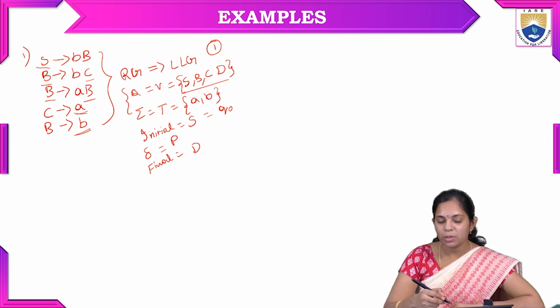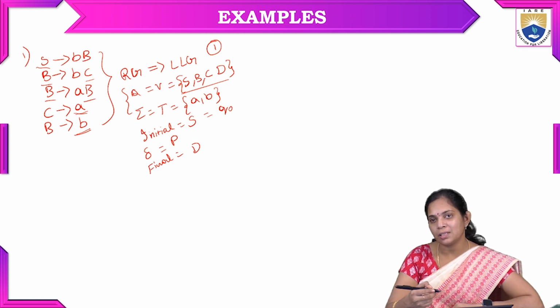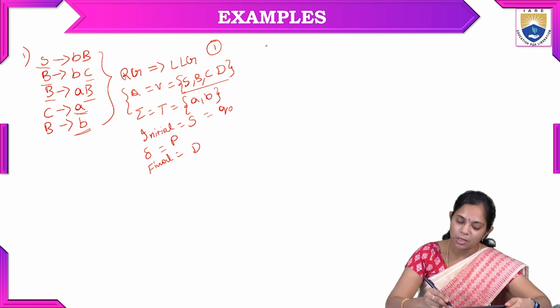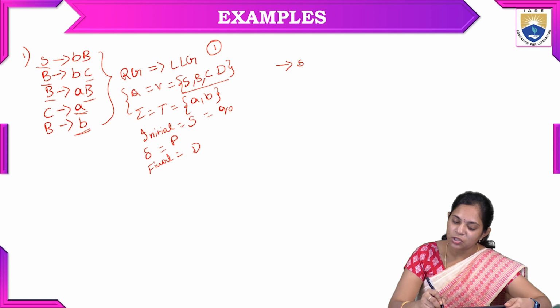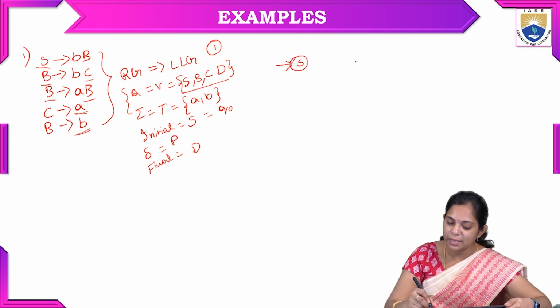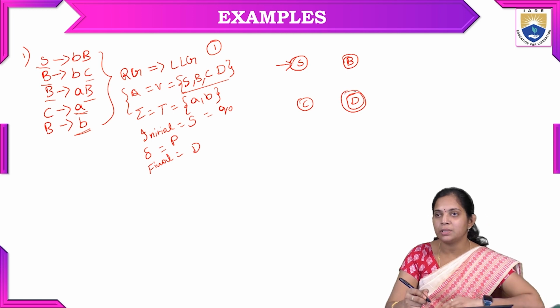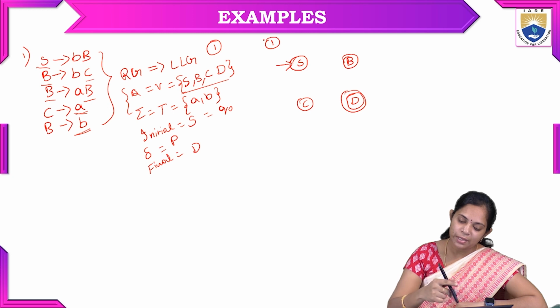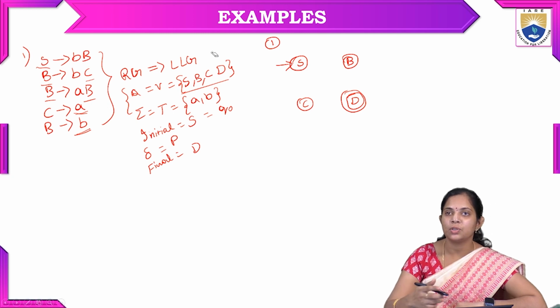So these are the requirements for the construction of a transition diagram. With this we already have the values, and with this we will construct a transition diagram. So the first step is to construct a transition diagram. We need an initial state. The initial state is S, and after that state B is there, and we will write the other states also. And D is the final state, so we will represent it as a double circle. So the first step is we just draw the transition diagram.